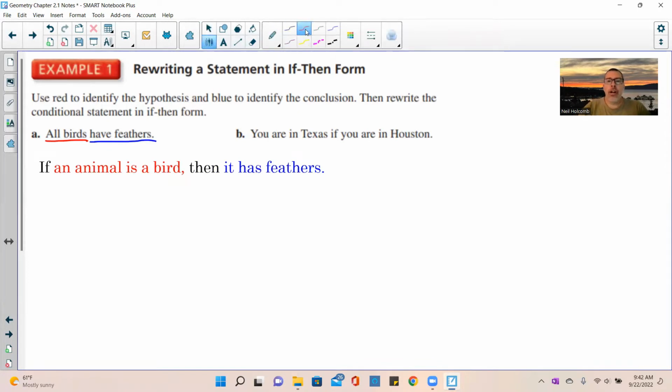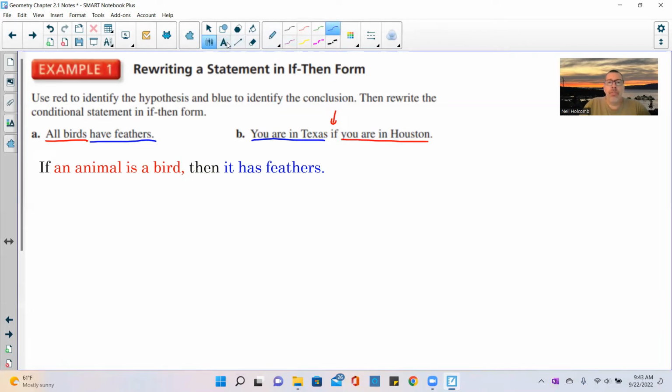Now it says you are in Texas if you are in Houston. So notice where the if is right here. What follows if is your hypothesis. And what you end up with is your conclusion. So you don't want to say if you are in Texas, then you are in Houston, because I could be in Dallas. I could be in Austin. So you don't want to say it that way. So you want to say the hypothesis first, the if portion first.